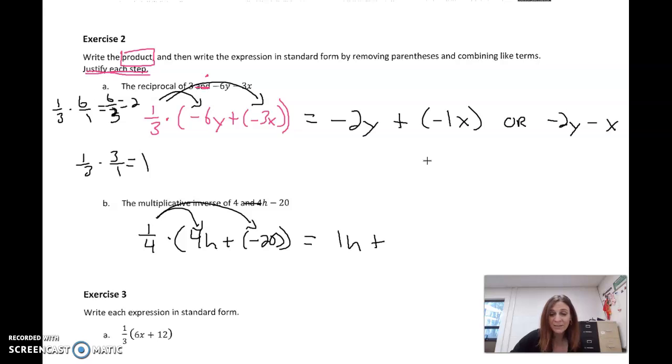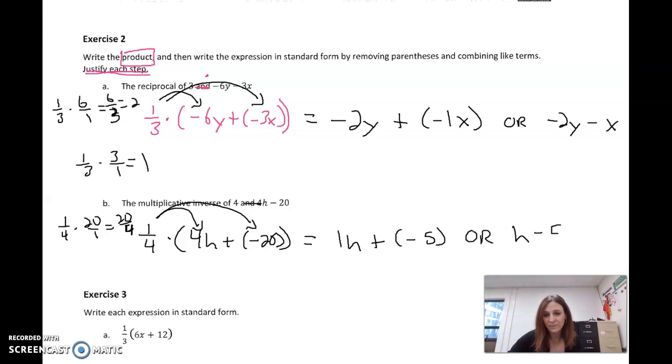What's 1/4 of a negative 20? Well, positive times a negative is going to give me a negative. 1/4 of 20 is 5. How do I know that? I'm multiplying it. That's 20 divided by 4, which is 5. Okay? Or you could write this as h minus 5. You don't have to write them both ways, just one way or the other.